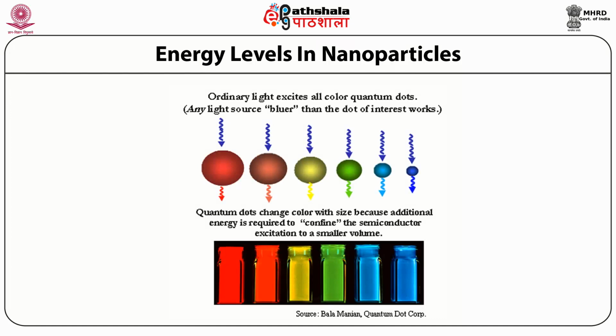So ordinary light excites all color quantum dots. As you can see over here, any light source bluer than the dot of interest works. Here a quantum dot changes color with size because additional energy is required to confine the semiconductor excitation to a smaller volume.